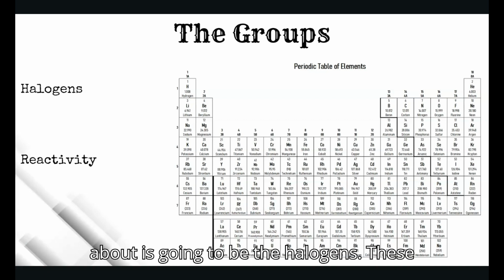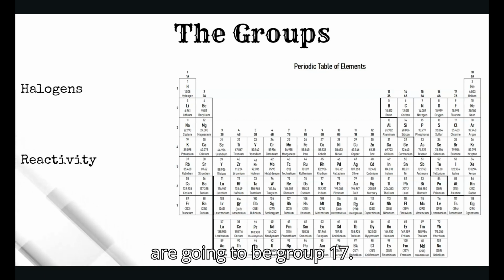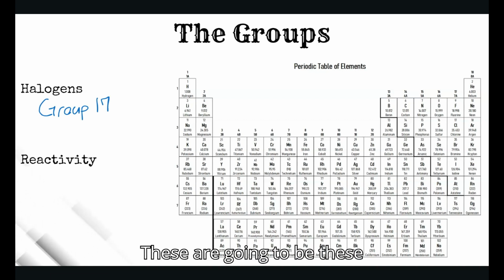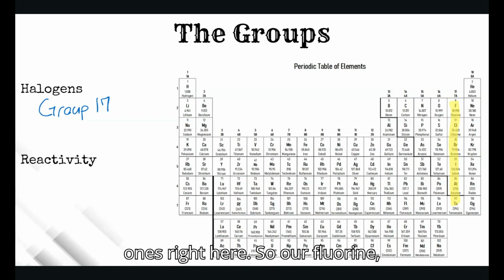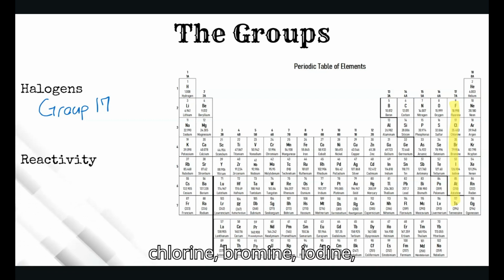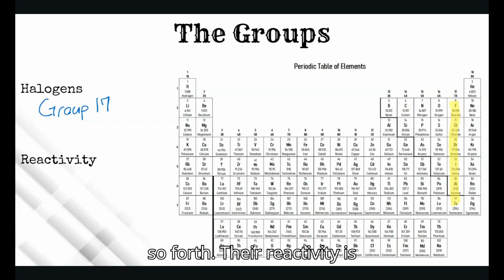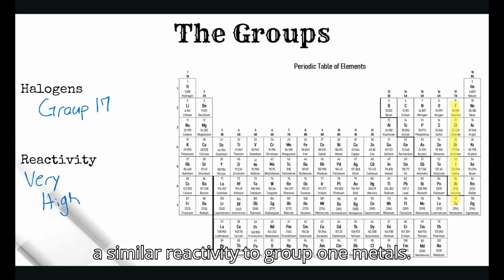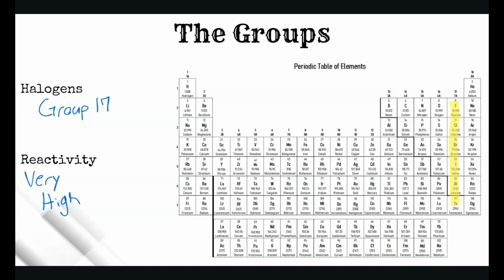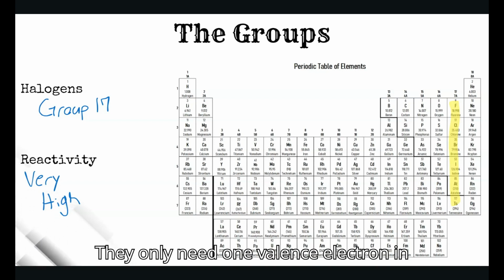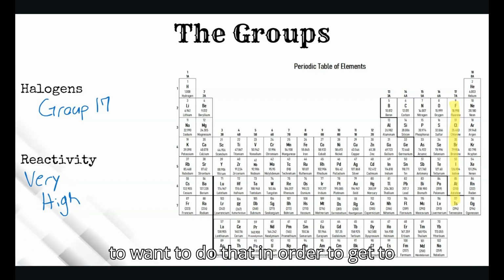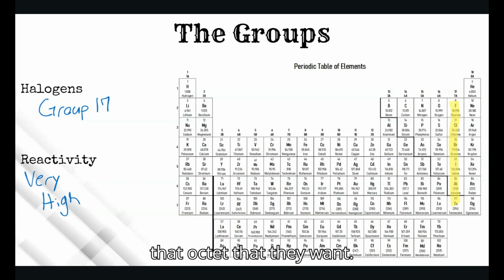The next group that we're going to talk about is the halogens. These are group 17, these ones right here. So our fluorine, chlorine, bromine, iodine, and so forth. Their reactivity is going to be very high, similar to the group 1 metals. They only need one valence electron in order to become stable. So they're going to want to do that in order to get to that octet that they want.